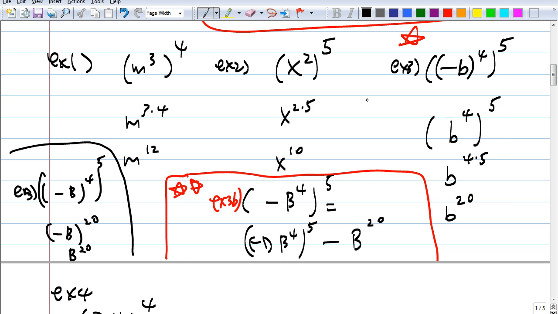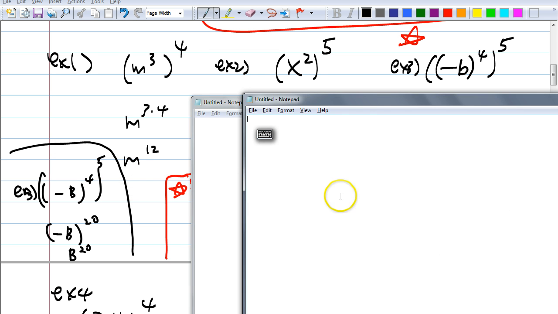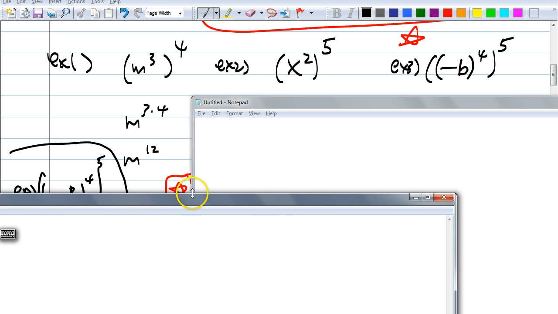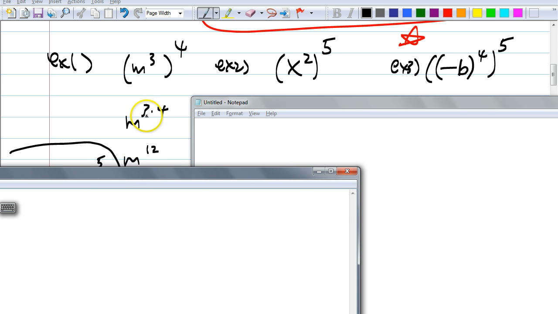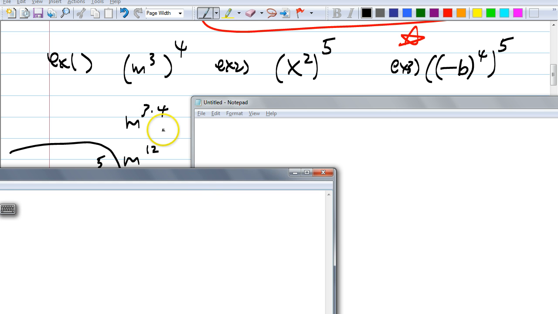Does that make sense? Okay, let me try to hide it. Okay, so you're right. I want to see how you multiply 3 and 4 like that. Okay, I know that some of you could just do that in your head, but just to show me that you understand that rule.